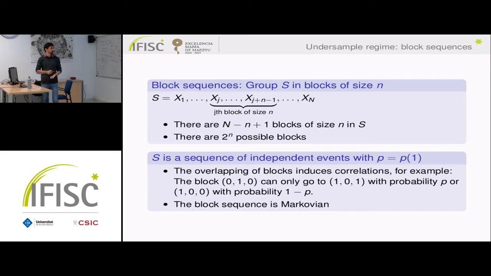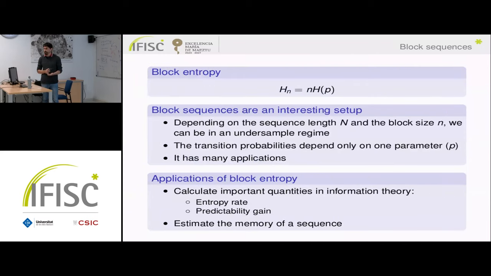For example, the block 0, 1, 0 can only go to the block 101 with probability p, or 100 with probability 1 minus p. So the dynamics of these block sequences is Markovian, even though the original sequence is not. And the block entropy in that case can be calculated as this. It's a linear function of the block size.